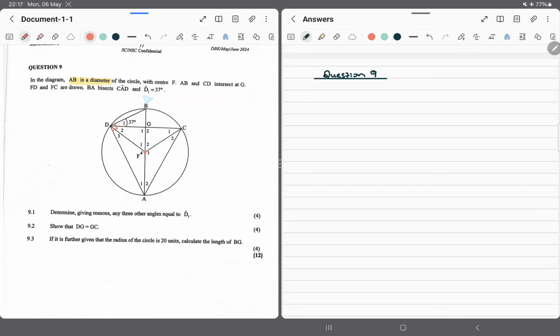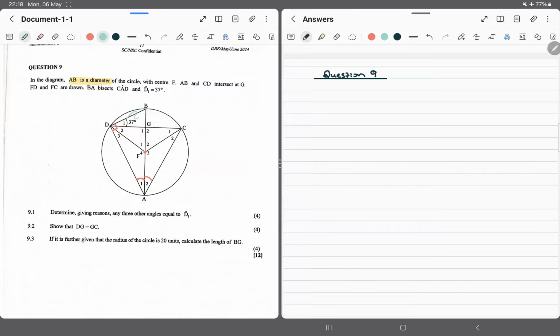Okay, there it is. And AB and CD intersect at G. Okay, that is fine. FD and FC are drawn. Okay, BA bisects CAD. So if that is the case, it means this angle is equal to that angle. Okay, not a problem. And then D1 is 37 degrees. That's great. All right. So what do we do with this diagram?